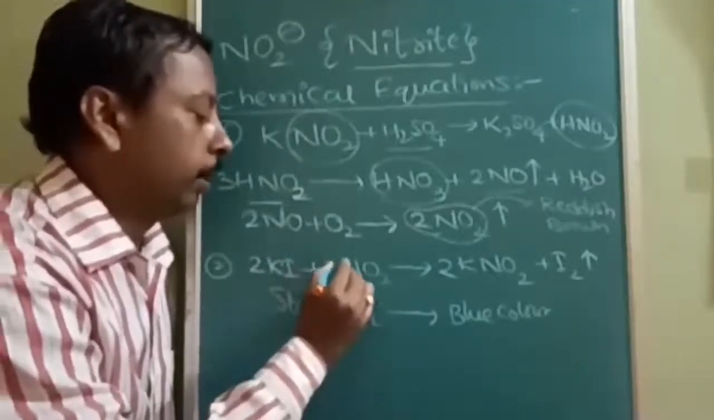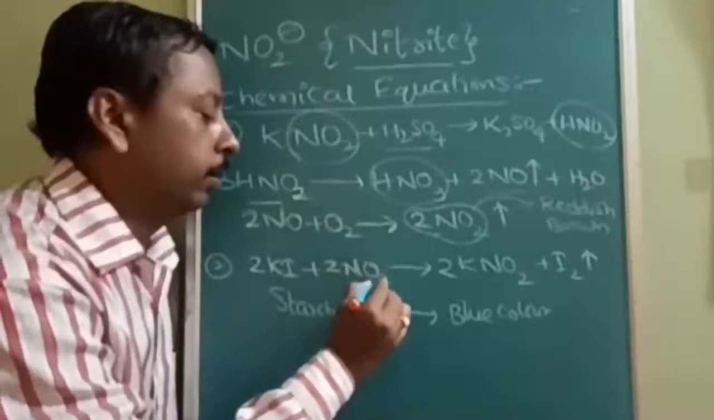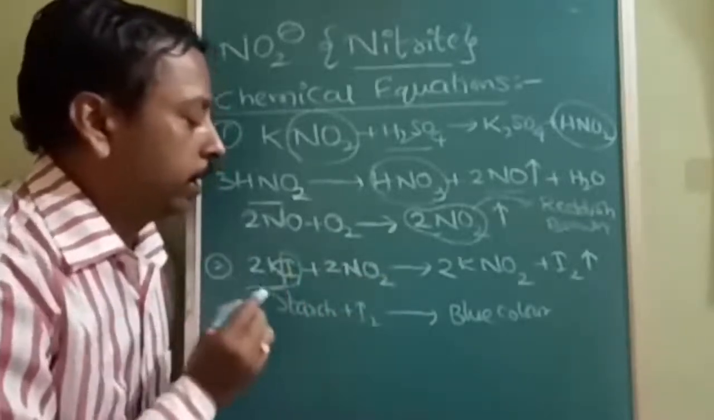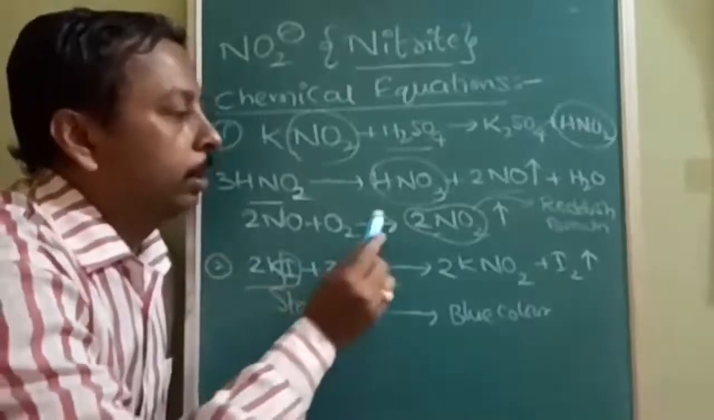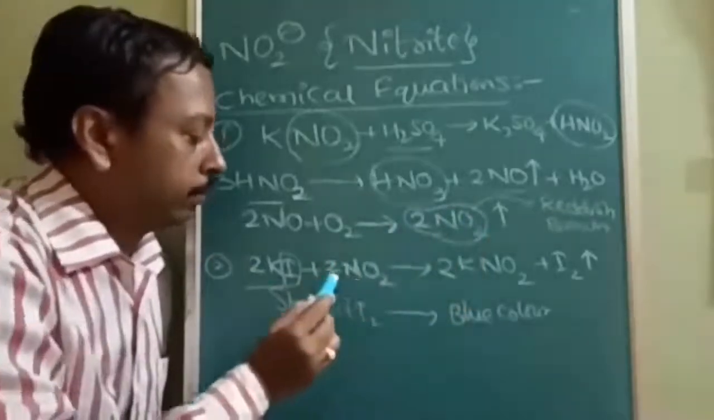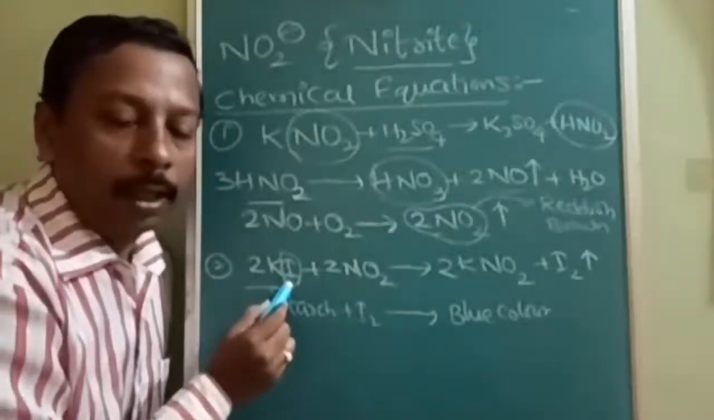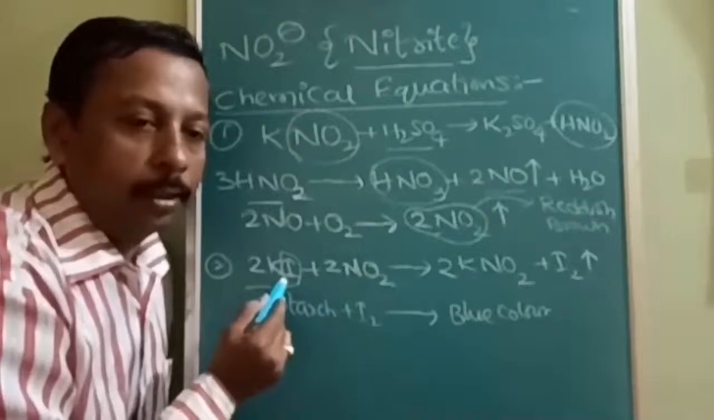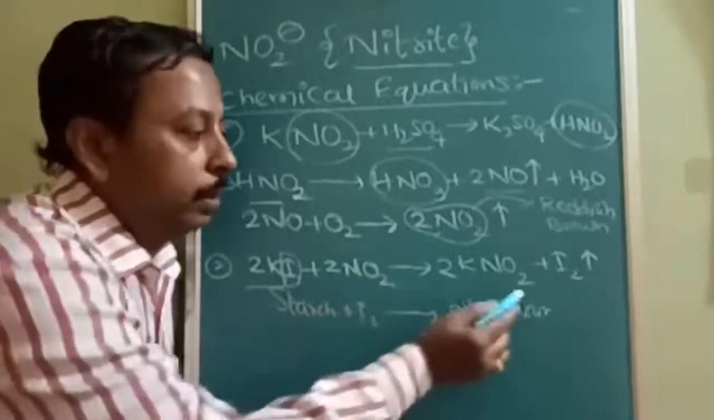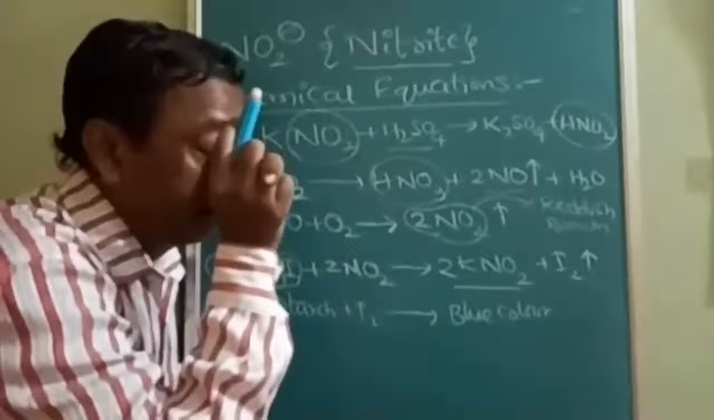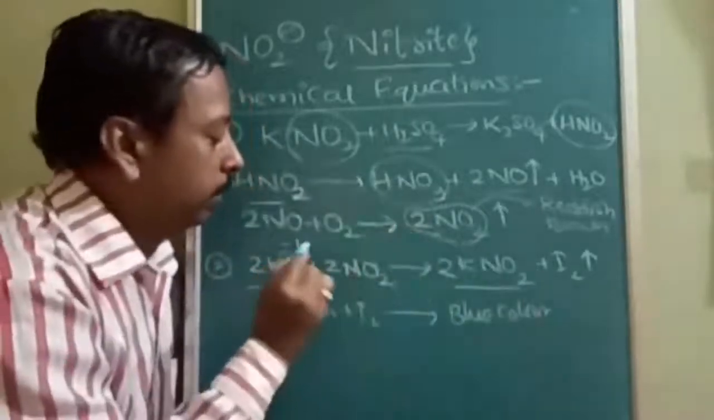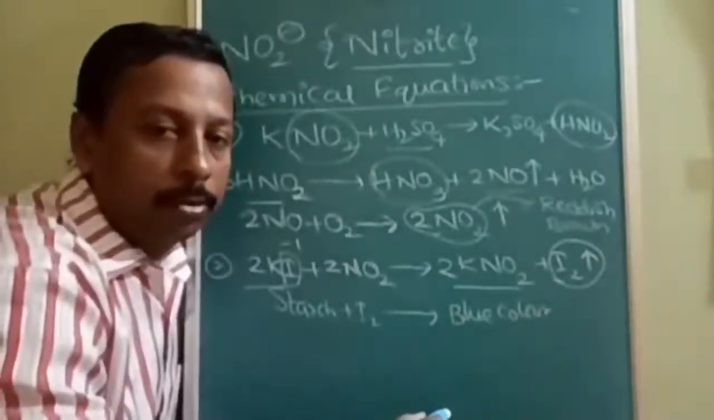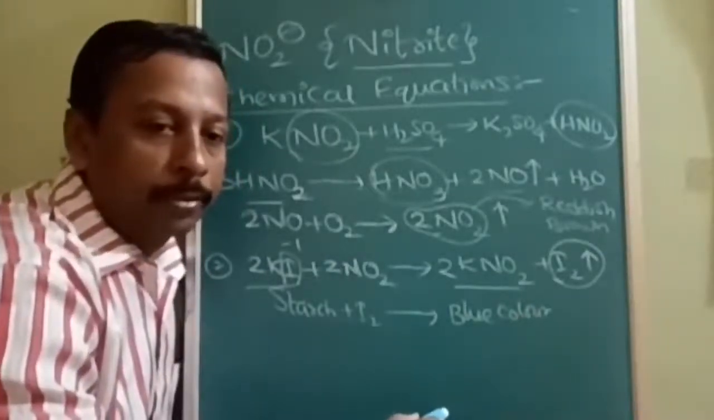Next, 2 moles of potassium iodide react with NO2. This is a salt containing iodide. The gas which is evolving, when it comes in contact with the iodide, starch iodide, acidic potassium iodide, first it results in KNO2, that is not a problem. And this iodide minus 1 is oxidized to iodine. What is it converted into? Iodine.